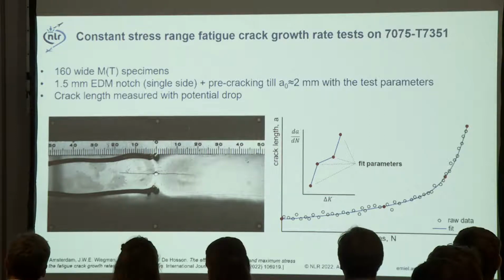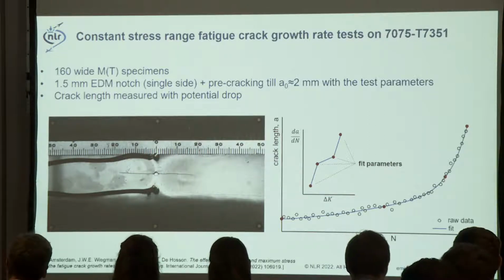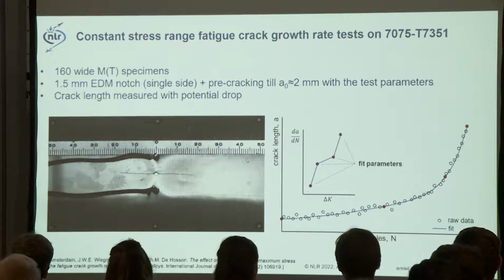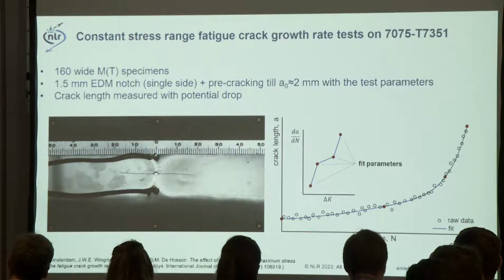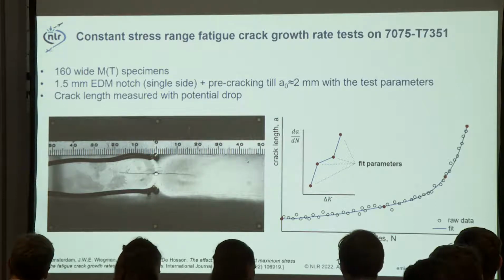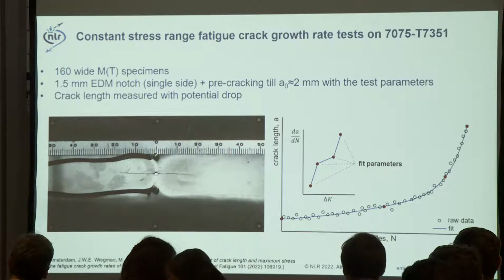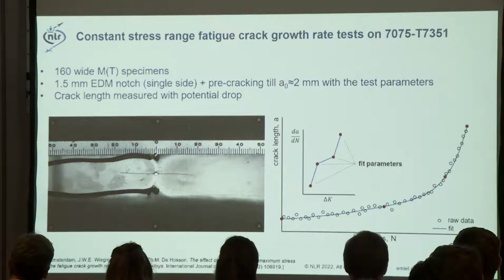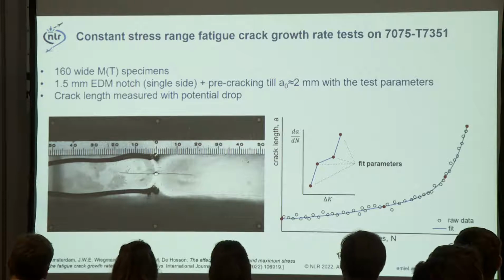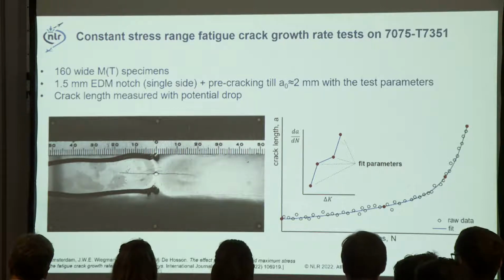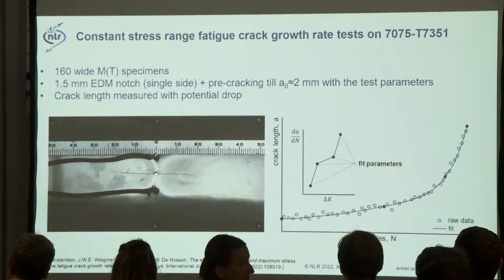So we did constant stress range crack growth rate tests on 7075-T7 material, on 160 millimeters wide MT specimens. We pre-cracked those specimens to 2 millimeters single side with the same test parameters, and we measured the crack length using potential drop. And then we used multilinear crack growth rate to directly fit the crack length versus cycles curve.